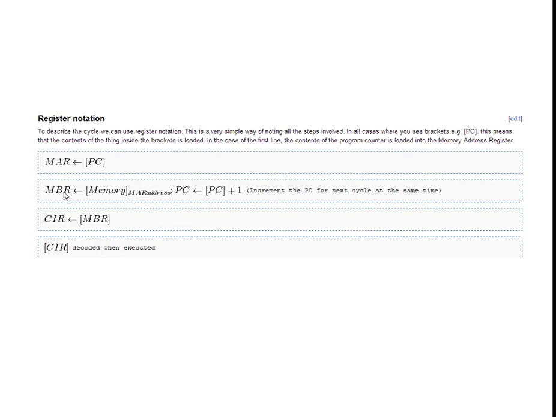Remember, the registers are memory locations. At the same time, the program counter is incremented. One is added to the value. Next, the instructions and data that were copied to this location, the memory buffer register, are copied into the current instruction register. The current instruction register is then decoded and executed, and this cycle repeats.